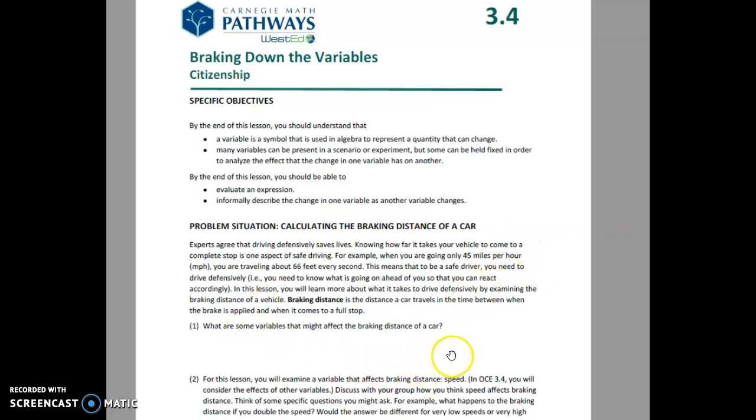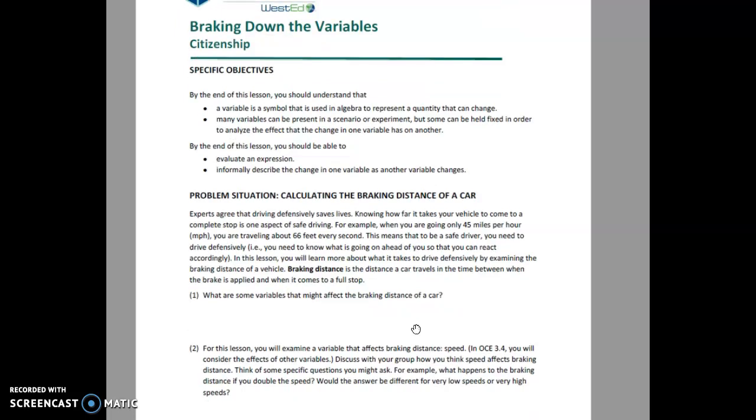So for the first question, you were to answer in the discussion board in Blackboard. Just write down what you think the different variables are that would affect the braking distance of a car. Remember, the braking distance is the amount of roadway the car needs, in feet, from the moment the brake is applied to when it comes to a complete stop.